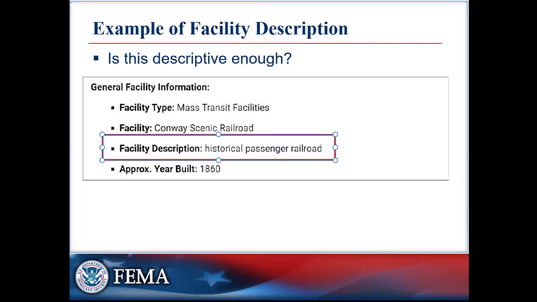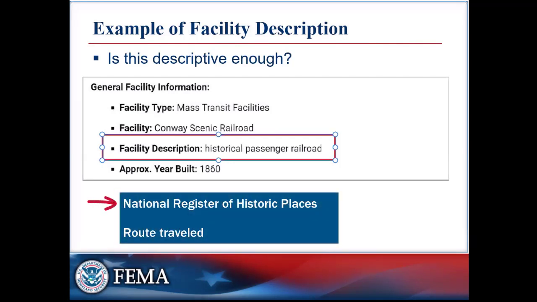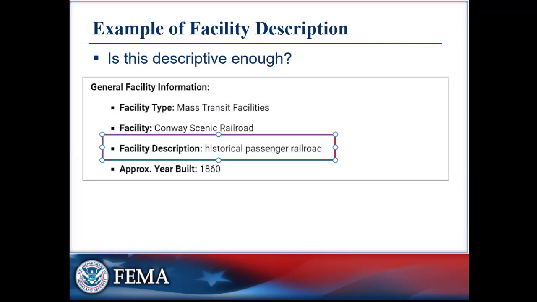So with that information, what could be included to make this a more descriptive facility description, right? Other than just historic passenger railroad, maybe noting that it was listed on the National Register of Historic Places since 1979 would be good information. Maybe understanding where that railroad went, like the route. We did have some route information I just rattled off there. That could be more beneficial to understand where we are location-wise, right? So we want to be a little bit more descriptive than this example. So we're going to move on.